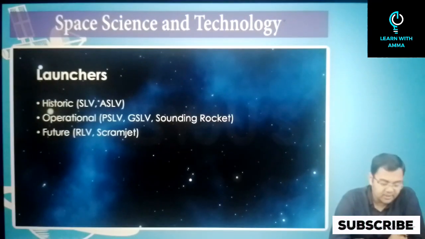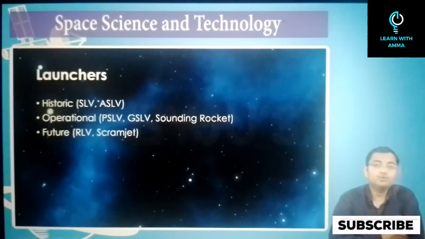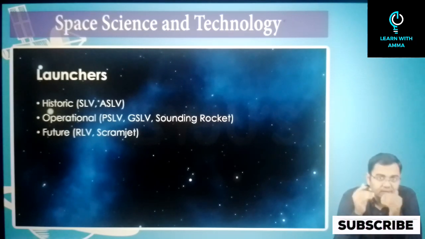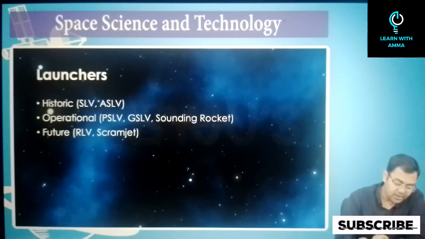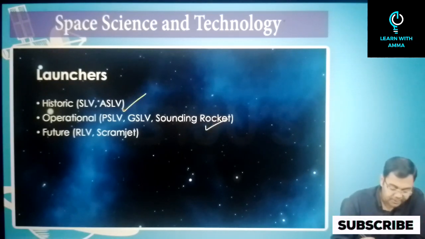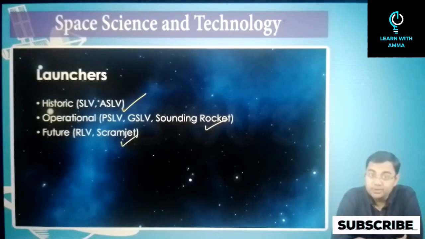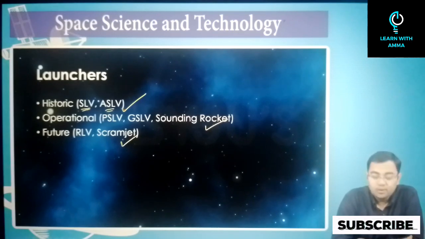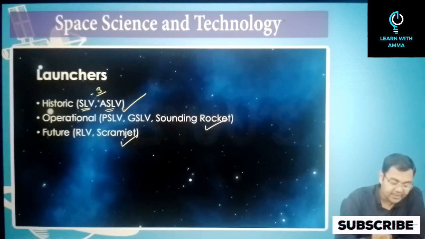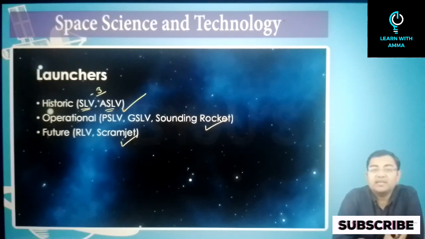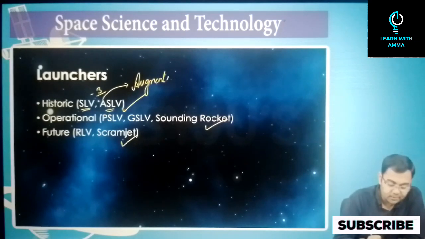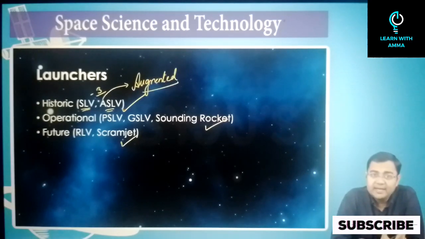First of all, we begin with the different kinds of launchers that India has seen. For the purpose of understanding and classifying in a better manner, we classify them into three parts. One, all the historic launchers, then the operational launchers, and then the launchers of the future. In the historic launchers, there are two names: SLV, better known as SLV3, and then we have ASLV. SLV simply stands for Satellite Launch Vehicle, and ASLV stands for Augmented Satellite Launch Vehicle. These were the first two launchers that India had.